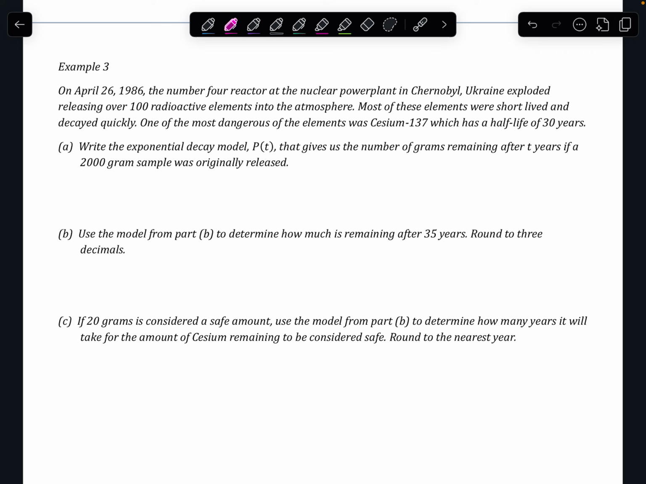Write the exponential decay model that gives the number of grams remaining after T years if a 2,000 gram sample was originally released. An exponential decay model means we're going to have a negative in our exponent. If it didn't say decay model, the key up there is that half-life.